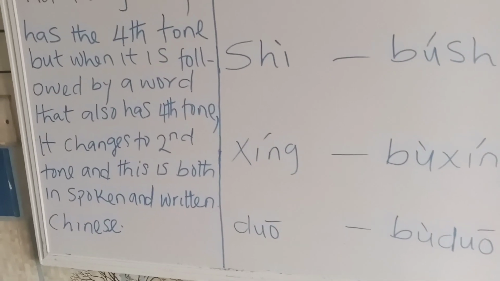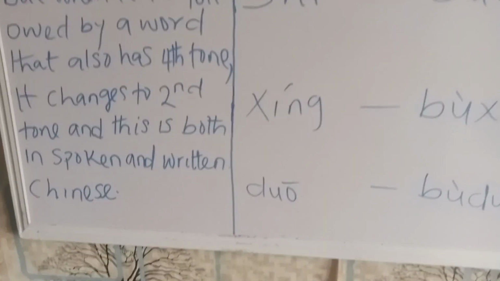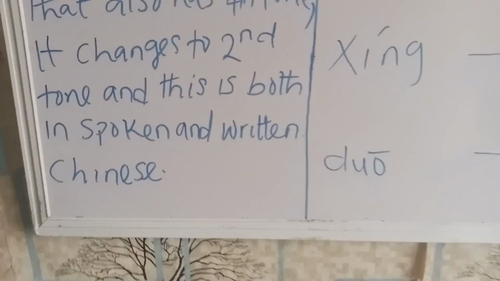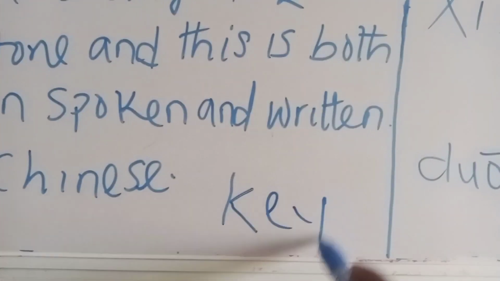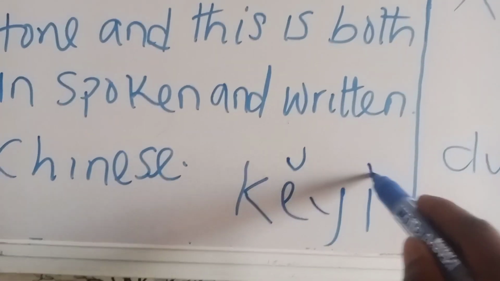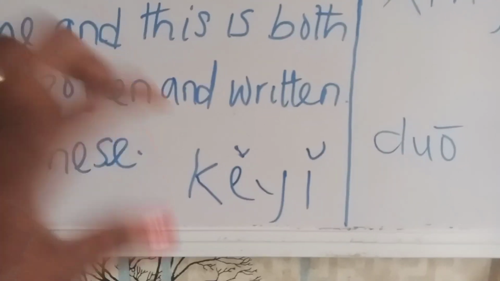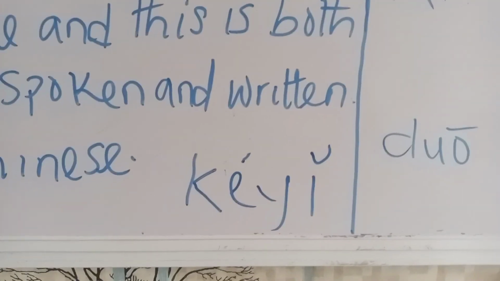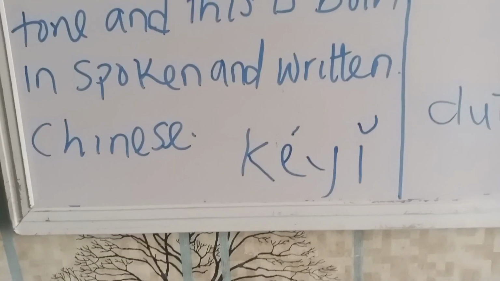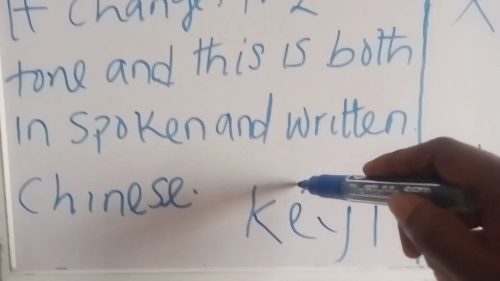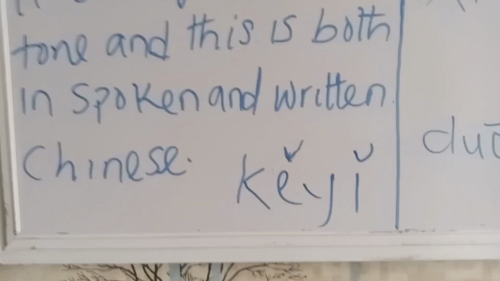Do you remember what we learned about two third tones following each other? We learned that when two third tones follow each other, the first one is changed to the second tone. And we used the word 可以, if you remember. When saying it, you say it like this, the first one has second tone. You say it like kéyǐ and not kěyǐ, but that is when you're saying it. When you are writing it, it doesn't change. The tone remains there. It is when you are saying it that you say kéyǐ.